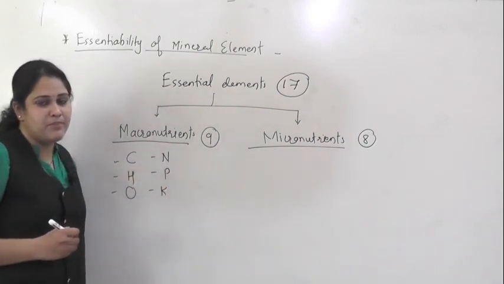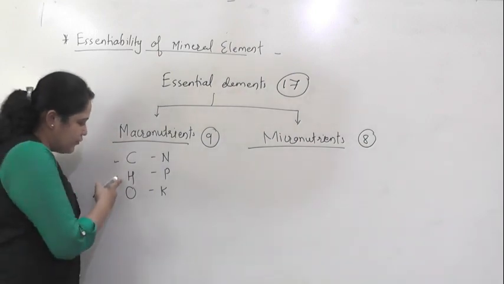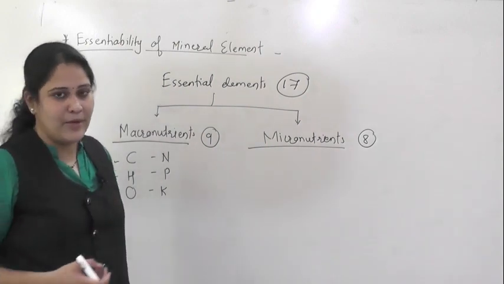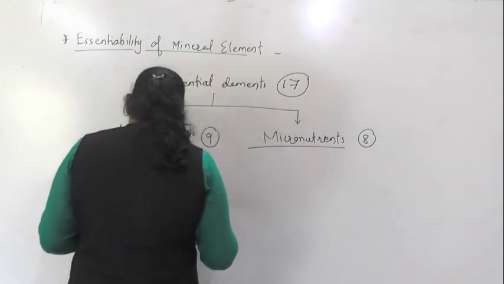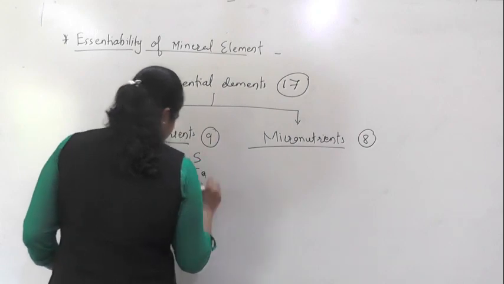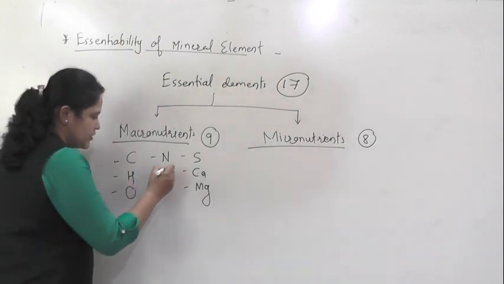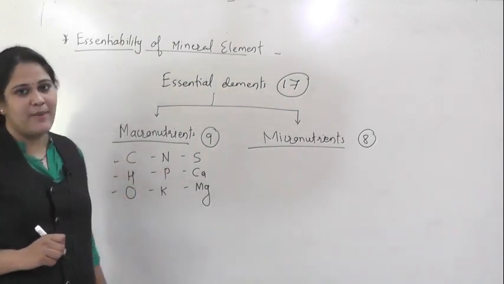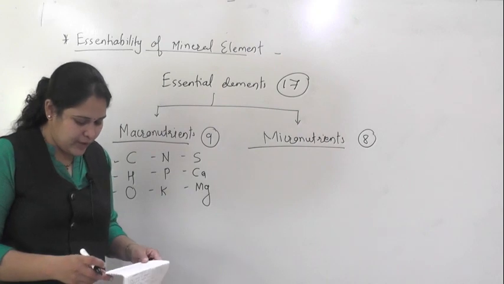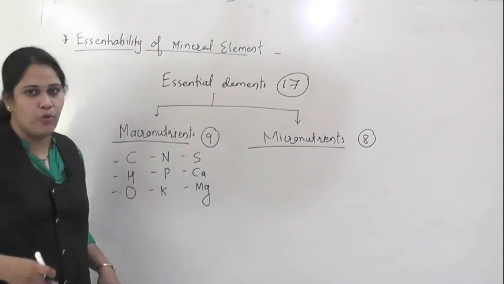Besides this, there are nitrogen, phosphorus and potassium. We call it NPK. After carbon, hydrogen, oxygen, these three are very important because they are constituents of proteins and amino acids. Then three more: sulfur, calcium and magnesium. So carbon, hydrogen, oxygen, nitrogen, phosphorus, potassium, sulfur, calcium and magnesium are the 9 macronutrients. They are required in larger amounts, so they are known as macronutrients.